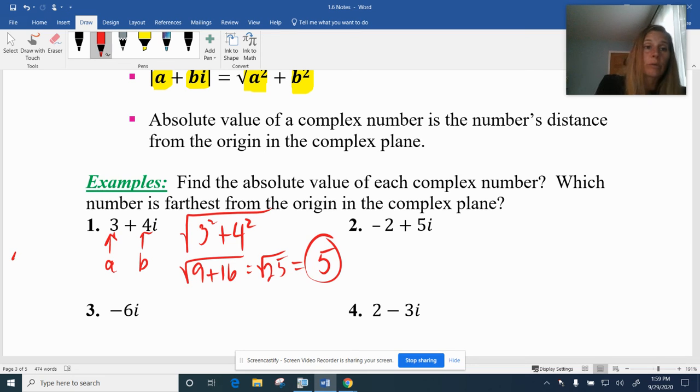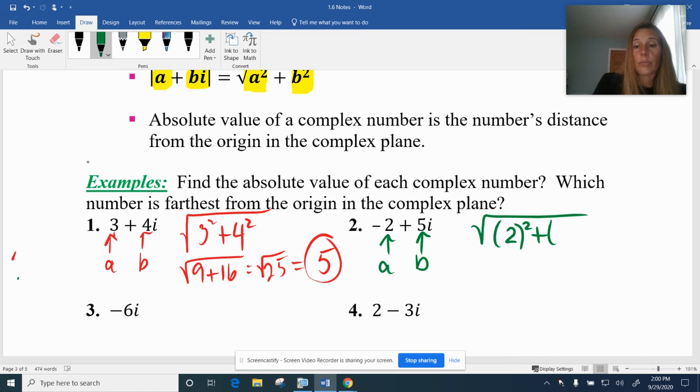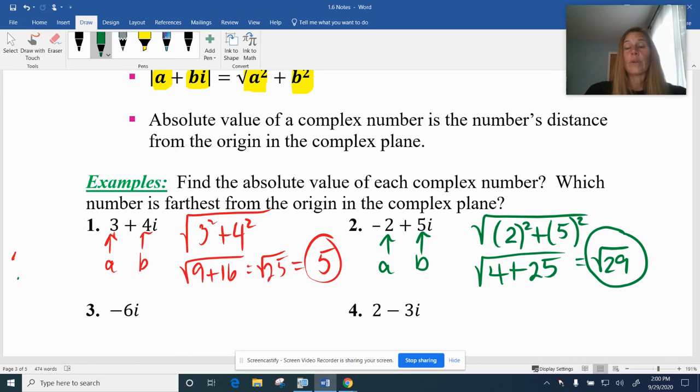Okay, so number 2. Again, my A is this 2 or negative 2. My B is this 5. Again, you don't need the negatives or the positives. It doesn't really matter which one you put because when you square it, you're going to get a positive anyway. So it's 4 plus 25, which equals the square root of 29. Now that is not something that you can simplify. You could only get a decimal answer. So it's radical 29 units away from the origin of the complex plane, or whatever decimal value that is. It's like 5 point something.